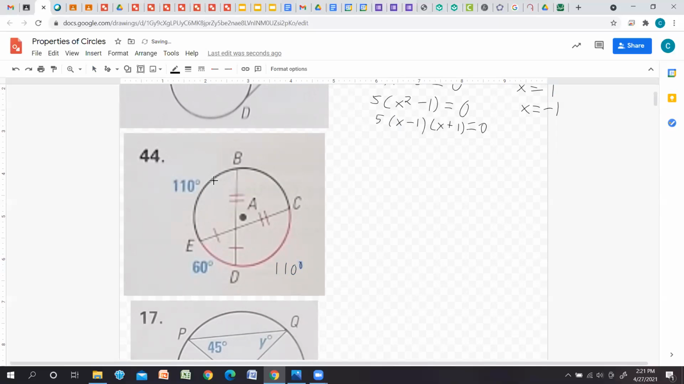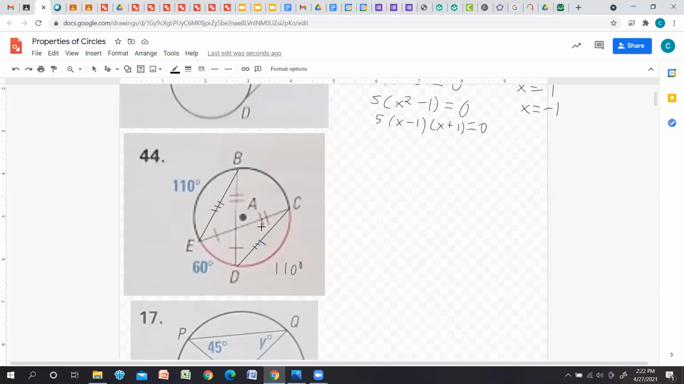Why is that? Well, because these are congruent arcs. How do we know they're congruent arcs? Because notice that they tell us these lengths are congruent. And so these lines here are also congruent lines, right? Because they're congruent triangles. And one of our properties of chords is that if the chords are congruent, then the arcs are congruent. So we know these two arcs are congruent.